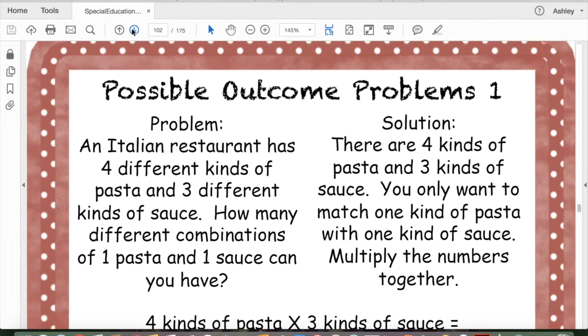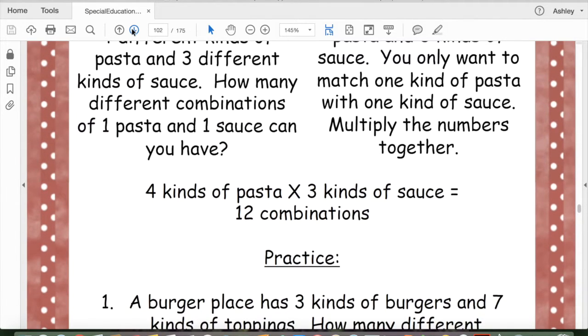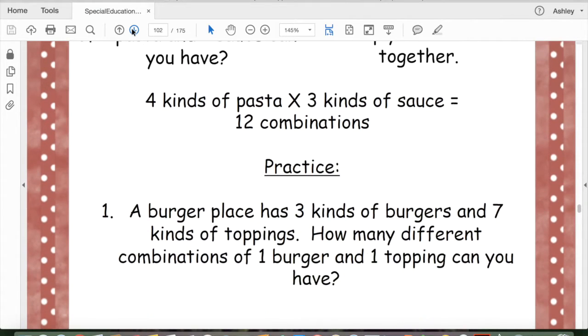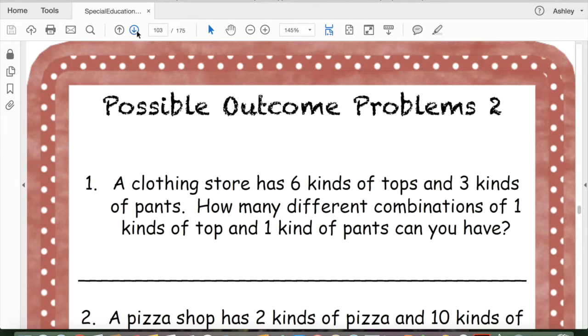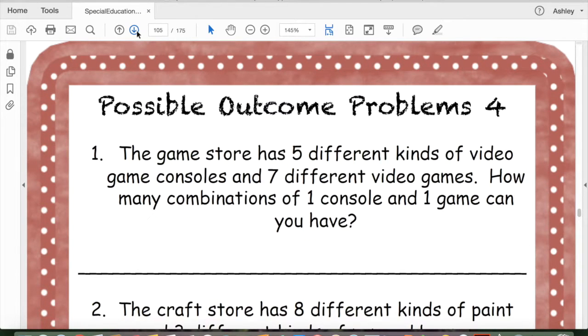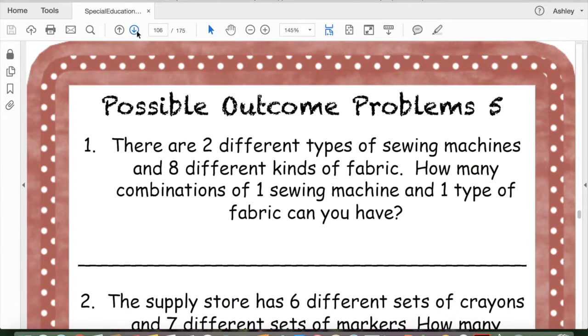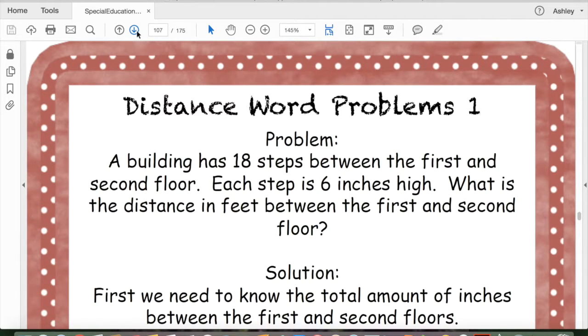Estimation word problems, we have a lot of them there. Okay, possible outcomes. Like different combinations you could make if you had different sets of things. Here we have pasta and sauce, a burger and toppings. Examples like that. Again, these are very similar to what they would see on the Ames Web Progress Monitoring, but they are not the same.